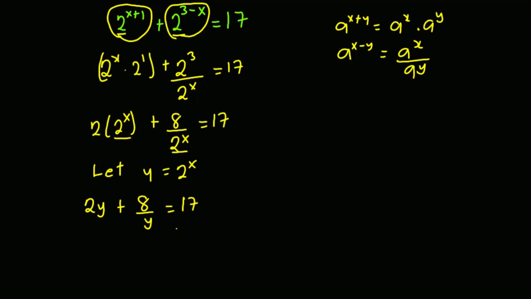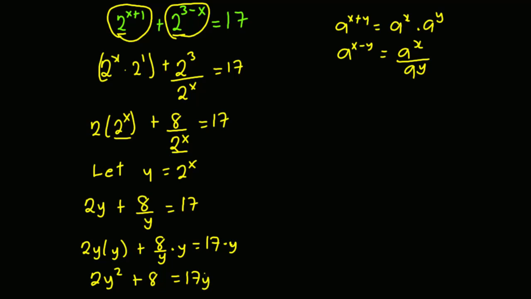So the LCM here is y. I'm just going to multiply through by y. So this will give 2y times y plus 8 over y times y is equal to 17 times y. So this will give 2y squared plus 8 is equal to 17y.